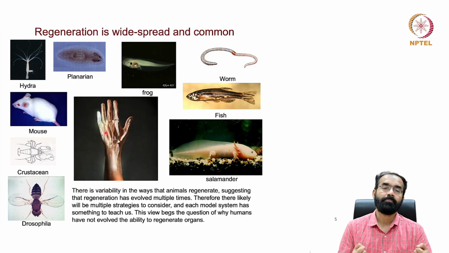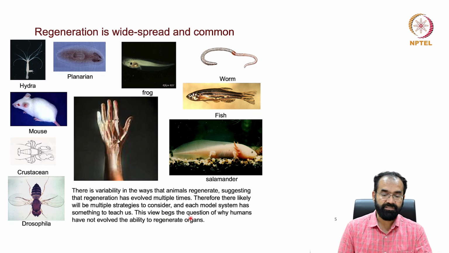Not perfectly, but it heals so that the continuity of the bone is restored. So all these species are blessed with the ability to regenerate, and they are extensively used as model organisms. There is variability in the ways that the animals regenerate, suggesting that regeneration has evolved multiple times in evolution. Therefore, there is a likelihood that there will be multiple strategies to consider, and each model system has something to teach us about how they are doing the regeneration.